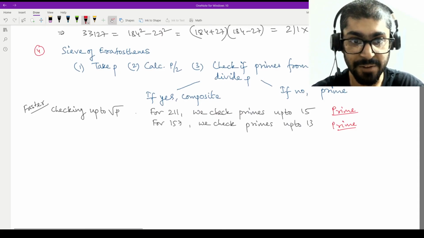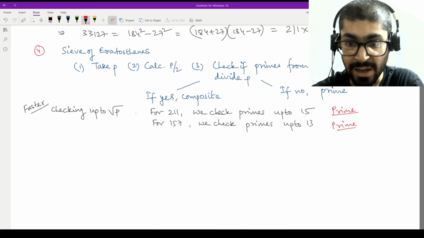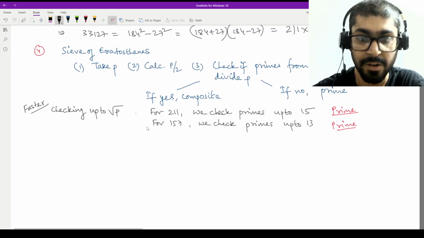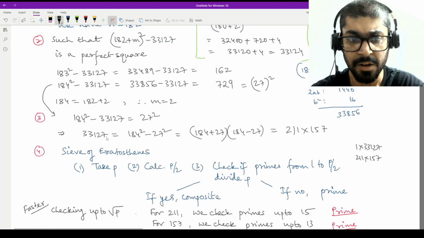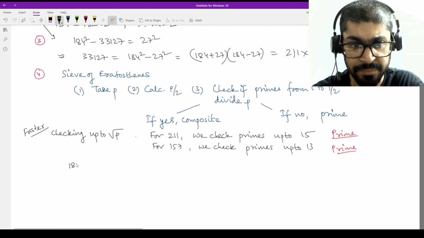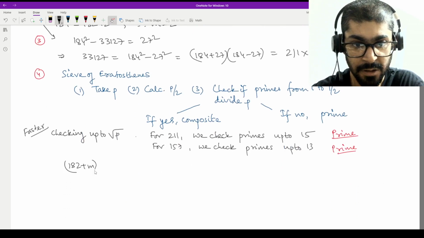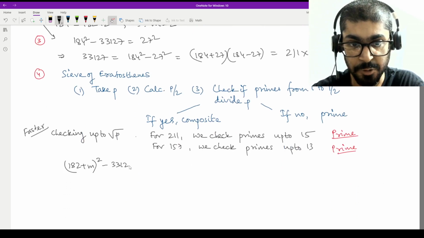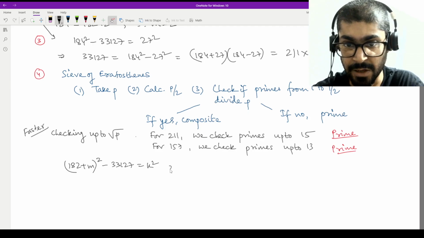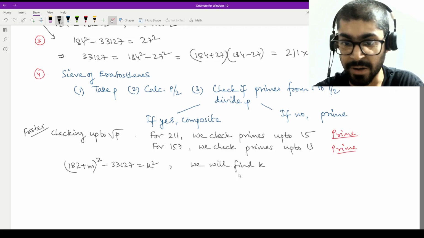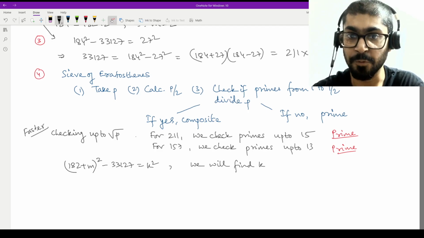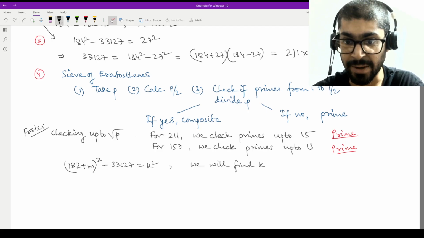Alright, so to find it in that format, we will just assume k square. Okay, so we will assume we have the value of n, right? We know n equal to 182. So I will give you (182 + m) whole square minus 33127 equal to k square. Alright, now we will find k. Now remember, one of these will lead to this pair, the other will lead to this pair. We do not need to find out which k will lead to the original pair, right?